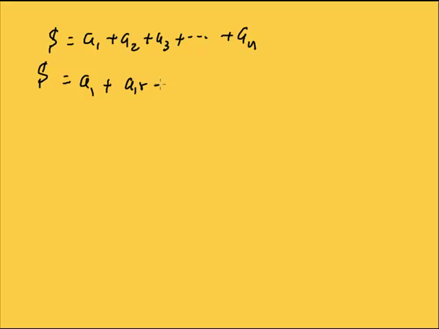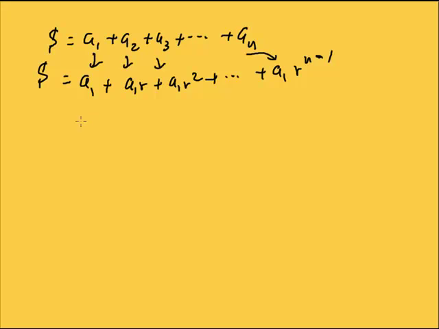For a geometric series, let's call the sum s, equal to a sub 1 plus a sub 2 plus a sub 3 plus dot dot dot plus the last term a sub n. Of course, I can rewrite this as a sub 1 plus a sub 1 r plus a sub 1 r squared plus dot dot dot plus a sub 1 r to the n minus 1. So each term can be expressed as that.